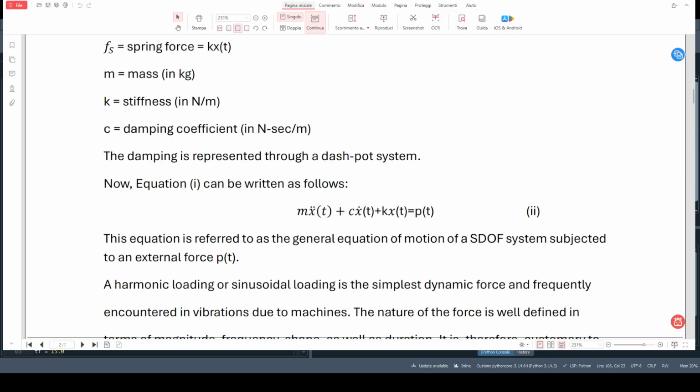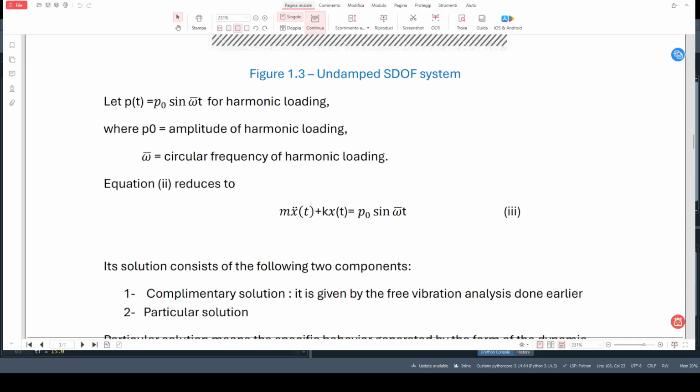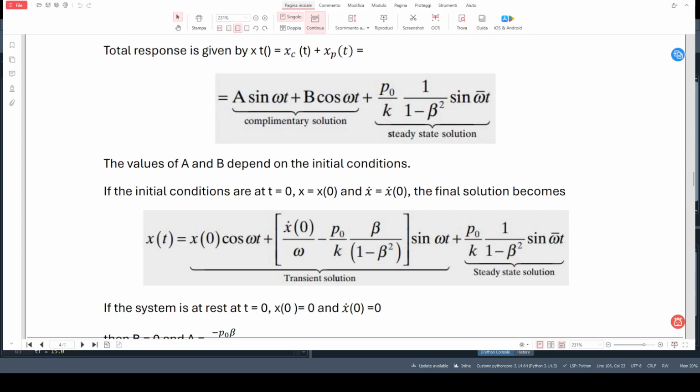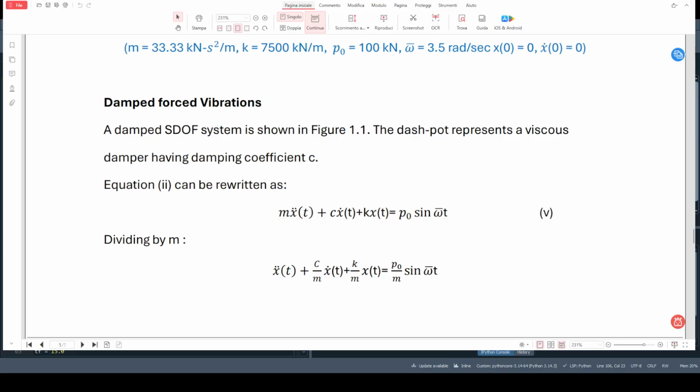mass times acceleration plus c, the damping coefficient, times velocity plus k, the stiffness of the spring, times displacement is equal to the applied force P(t). In this case, the applied force P(t) is harmonic, so it is a sinusoidal force applied to the mass. So the damped force equation, we can write in this way: mass times acceleration plus c times velocity plus k times displacement is equal to P0 sin(omega bar t).